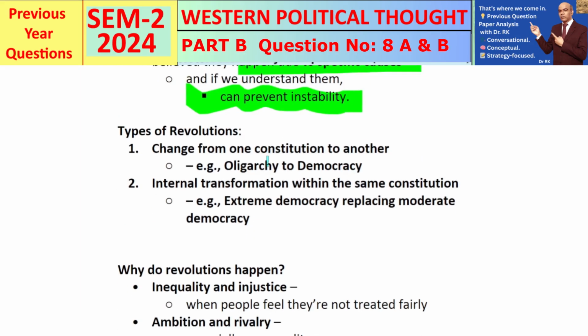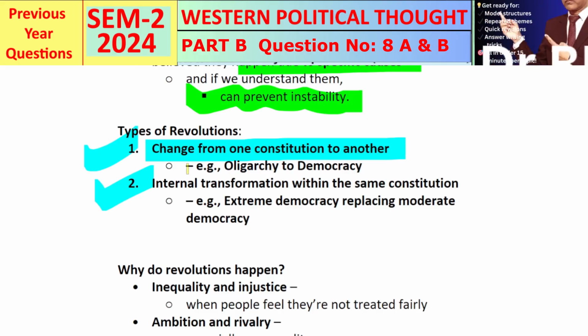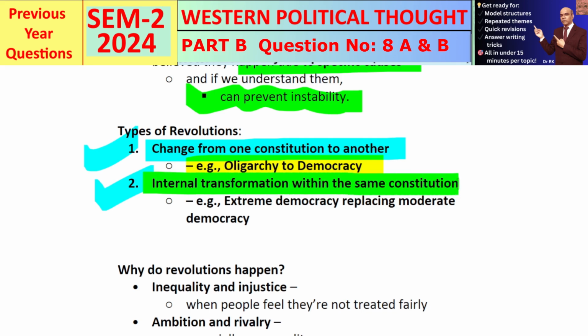So Aristotle is suggesting types of revolution. And according to Aristotle, what are these types? First, change from one constitution to another. For example, oligarchy to democracy. Second, internal transformation within the same constitution. For example, extreme democracy replacing moderate democracy.